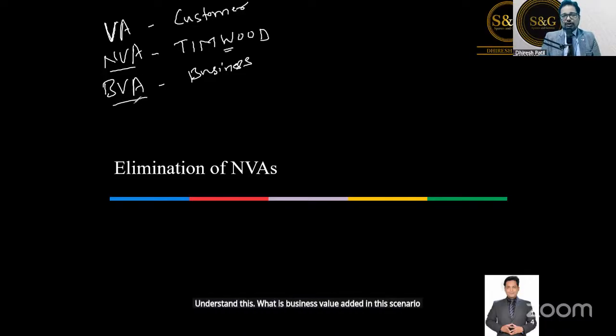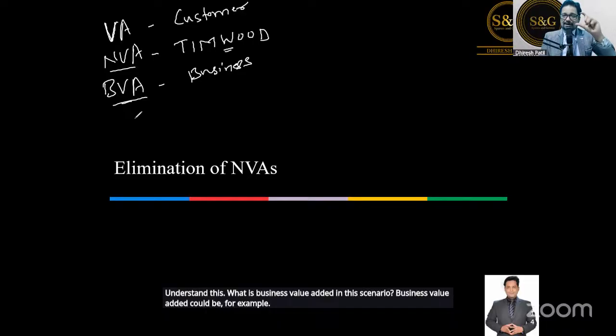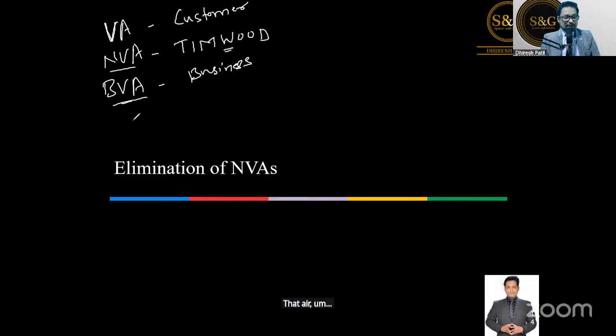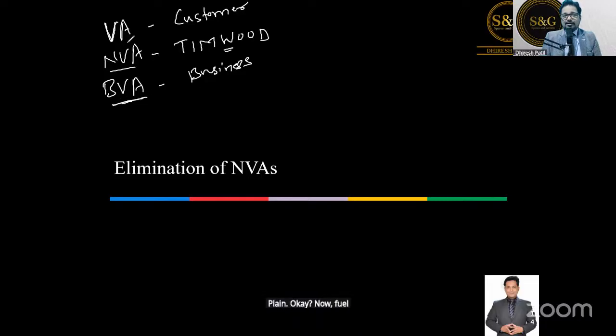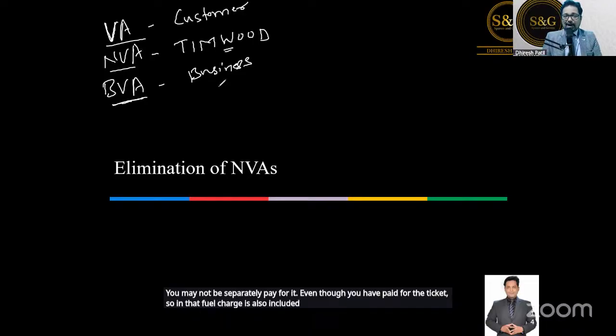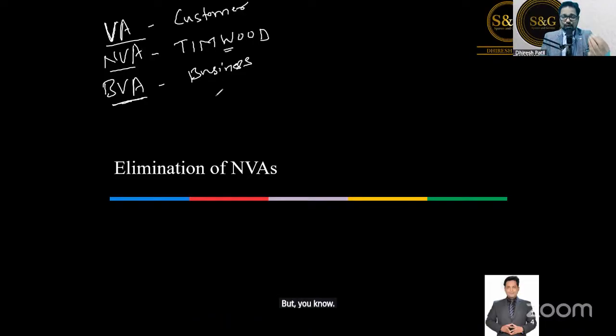Business value added could be, for example, that there is one activity happening which is fueling the plane. Now fueling the plane, you may not be interested. You may not separately pay for it, even though you have paid for the ticket. So the fuel charge is also included. But the time which is required to fuel the plane, which is required for the business, may not be very critical for the customer.